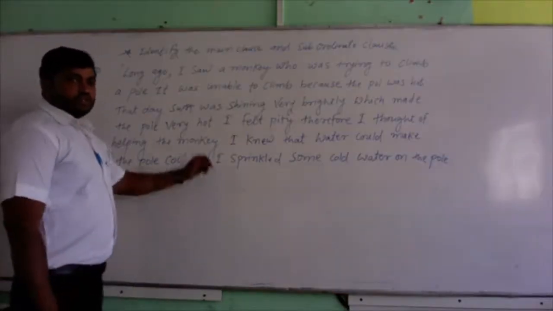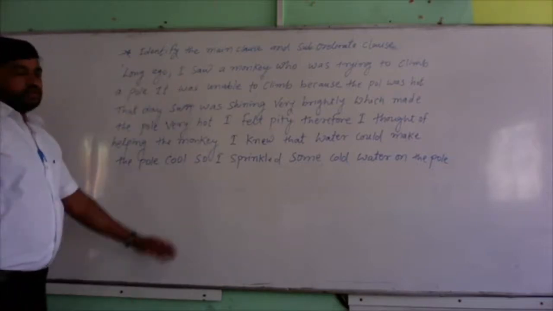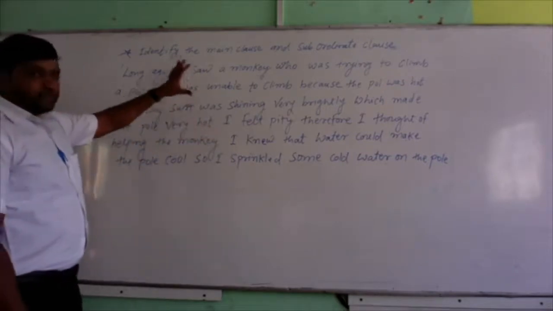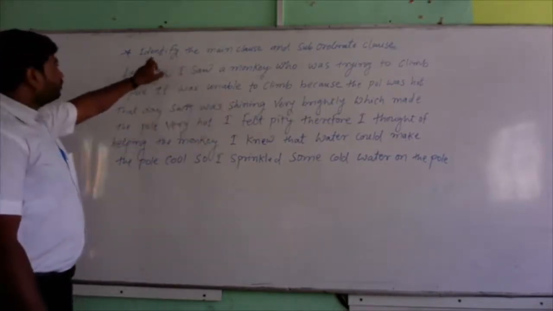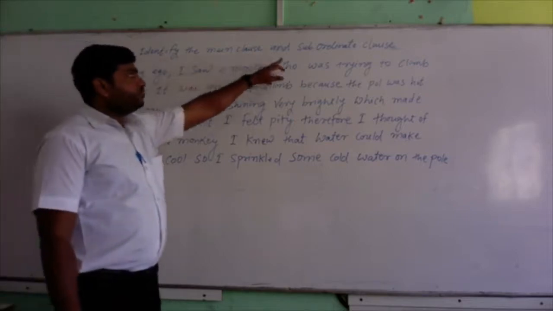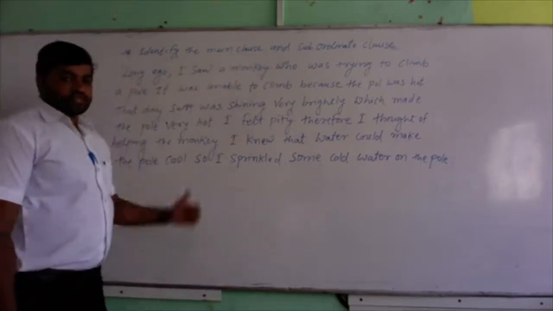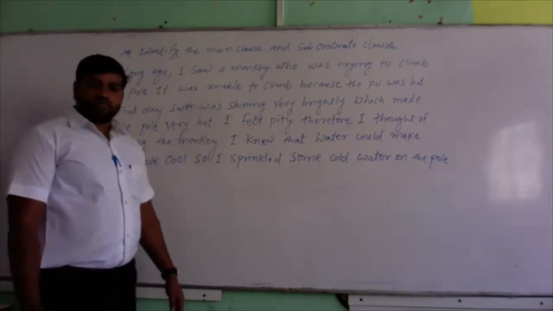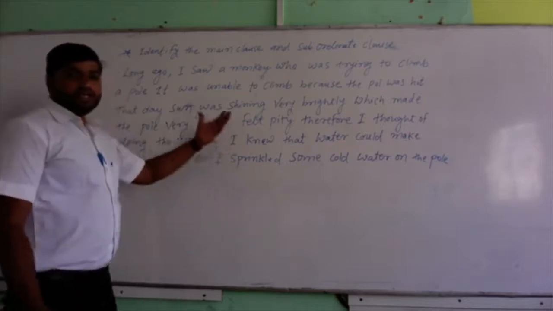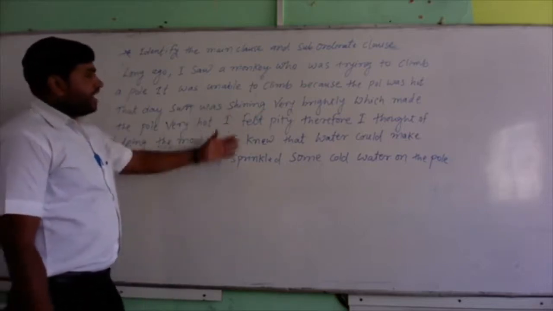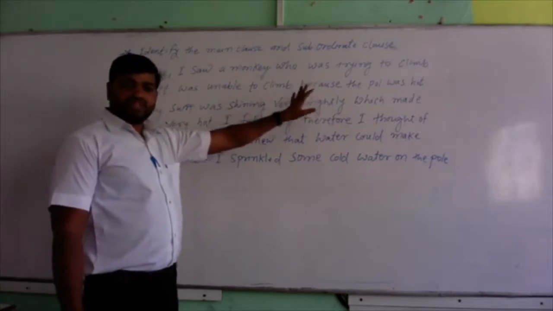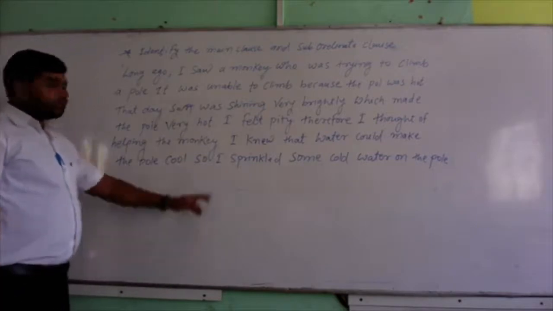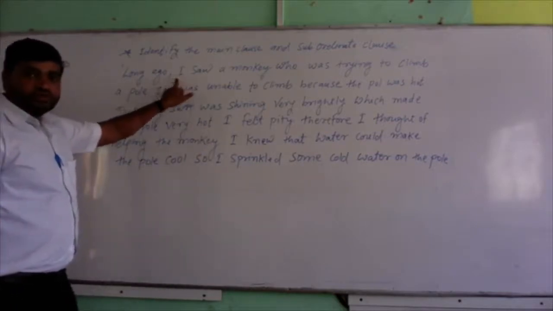So students, now in this story, all are complex sentences. We will identify the main clause and subordinate clause. The question: identify the main clause and subordinate clause. So, student, as I told you, what is the identification of main clause and subordinate clause? The main clause independently completes its meaning, and the subordinate clause is the part of the sentence which depends on the main clause to complete its meaning. Okay. So now the short story is there.